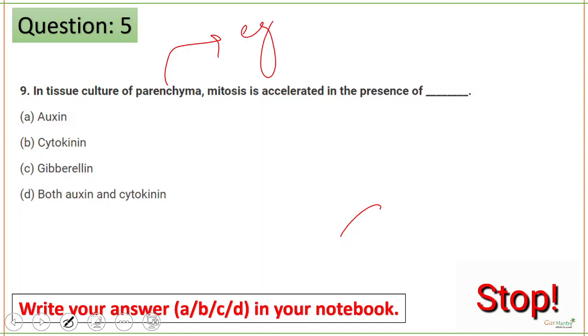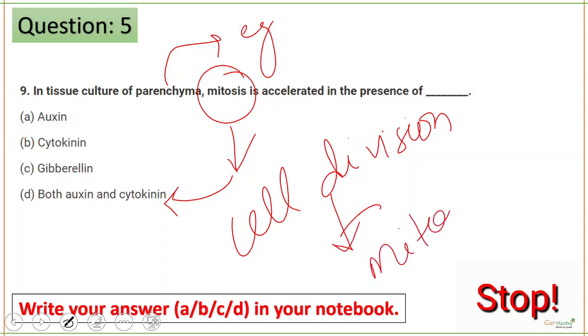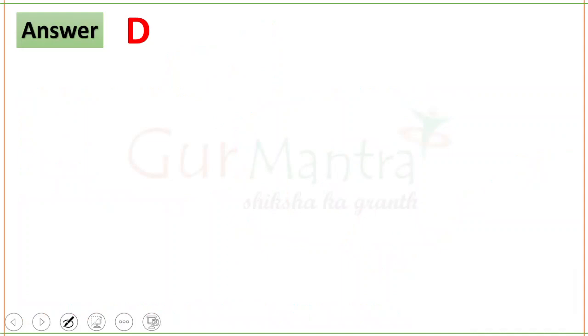Even if you do not know what parenchymal cells are, you should be able to answer this question because the key point in this question is mitosis. Okay, mitosis is accelerated by what kind of hormones? You know the answer for this is option D. Okay, auxin and cytokinin are involved in cell division. And yes, cell division is the final stage of mitosis where you will get two daughter cells. So your correct answer for this question is option D. So let's move on to the next question.